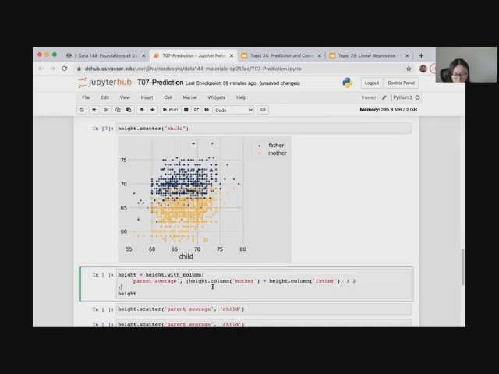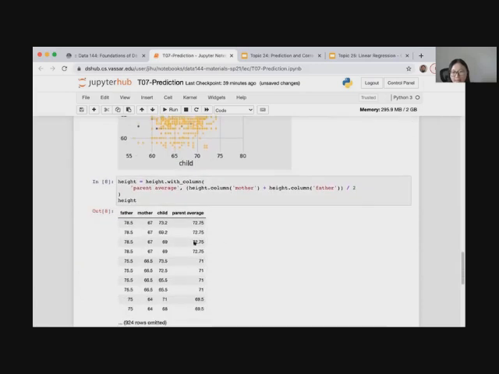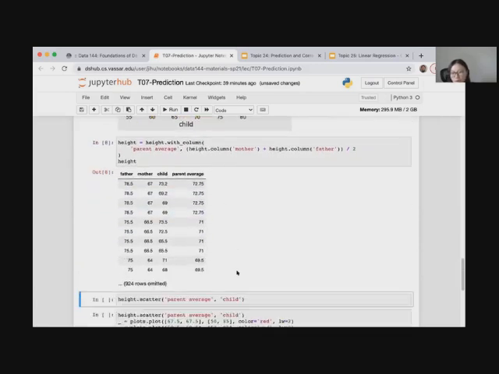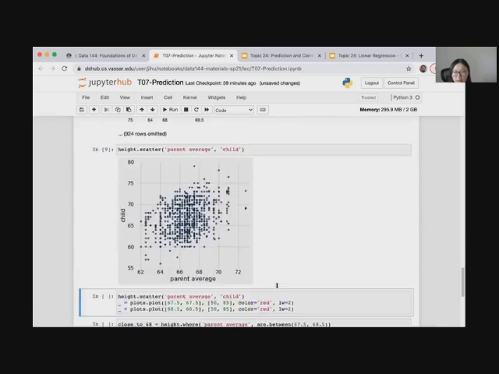And then what we did, if you remember, is we added a parent average, which is what we call the mid-parent height, because that is the one that we're going to use to help us make the prediction. And if we now do a scatter plot of these two, on the x-axis is the mid-parent height, on the y-axis is the child's height.